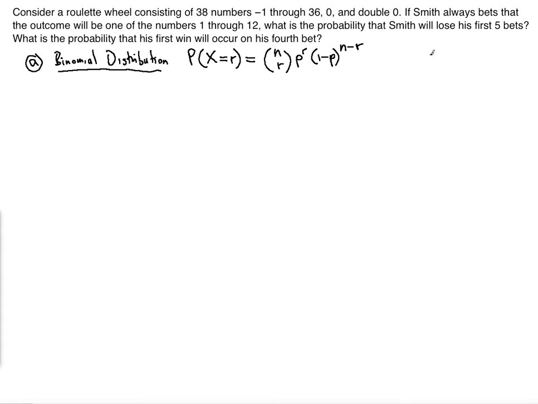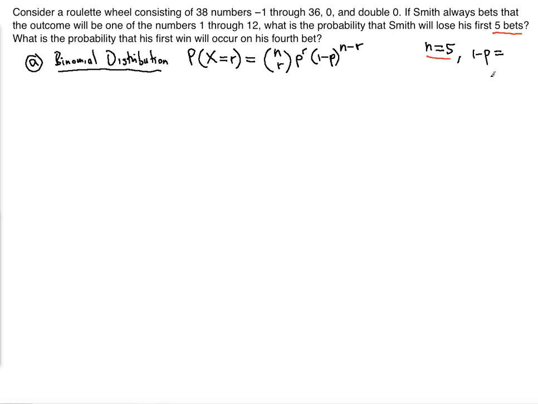So let's calculate the n. The n here is going to be what? The n is equal to 5 in this case, right? Because we're talking about losing the first 5 bets. So that should be clear. And the probability of success is what? In this case we should be careful, we should say 1 minus p, because we're talking about the p being the failure, right? So 1 minus p is going to be the success in this case.